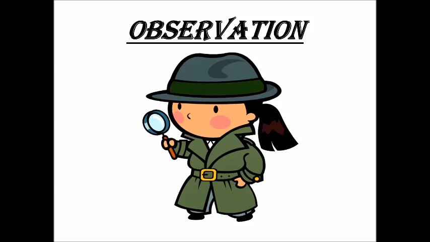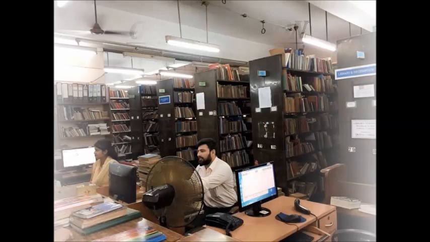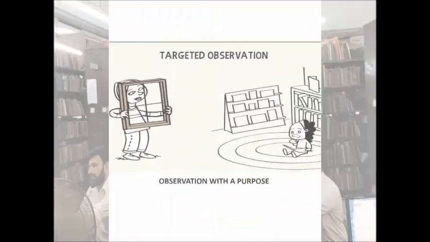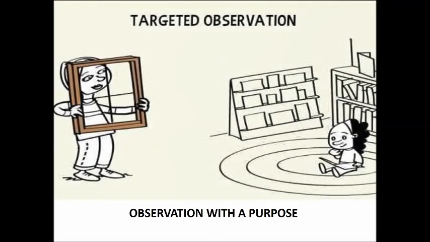Observation method, the most primitive as well as modern method. Can someone tell me what is observation? Observation involves watching the things from a particular angle and assessing from a viewpoint. Can you tell me what do you observe in this picture? Books, yes. Anything else? Library staff working. Yes. But using this method at the time of research, you need to watch with a purpose and observe only the content you think will be useful as data for your research.